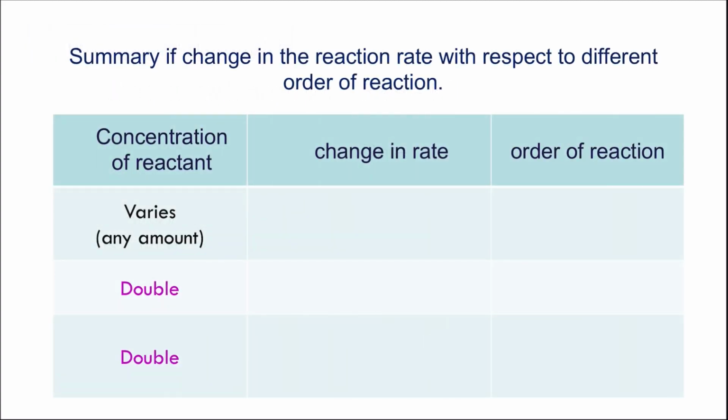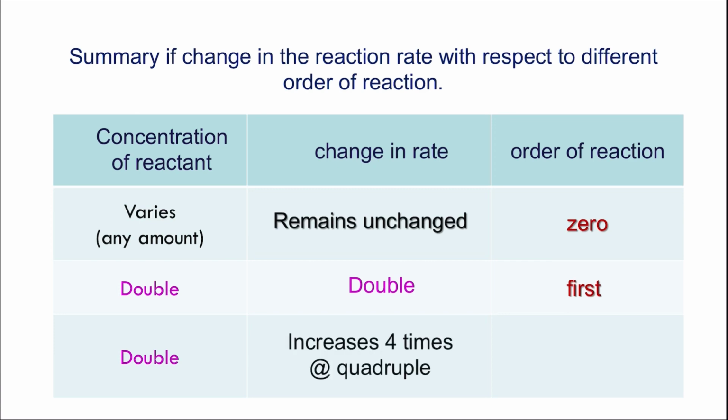So, sebagai summary, kalau saya change the reaction rate with respect to different order, kalau awak nampak dekat sini, untuk zero order reaction, dia masih lagi kekal, tak berubah kalau saya double the concentration. Kalau first order reaction, dia akan double sama banyak dengan apa yang awak double. And then untuk second order, dia akan increase 4 times. Itu adalah based on effect when you change the concentration based on the rate.